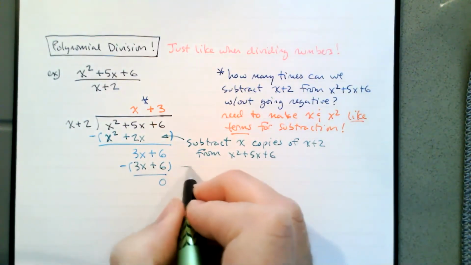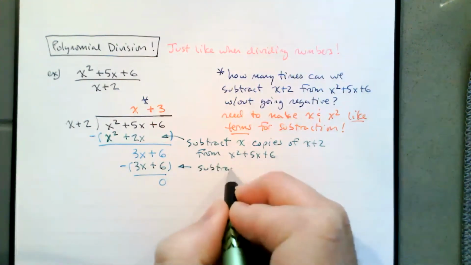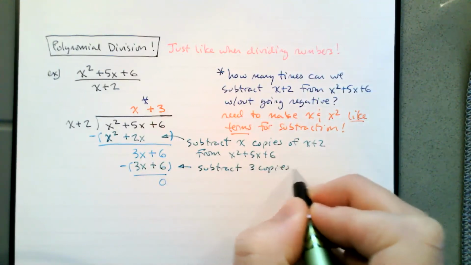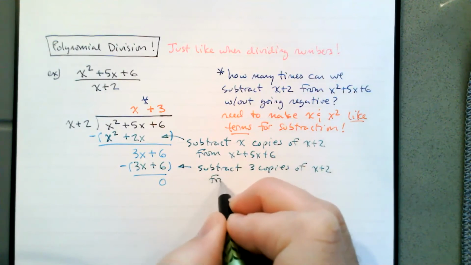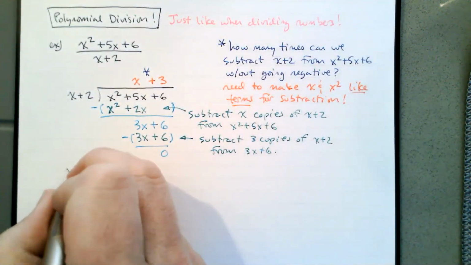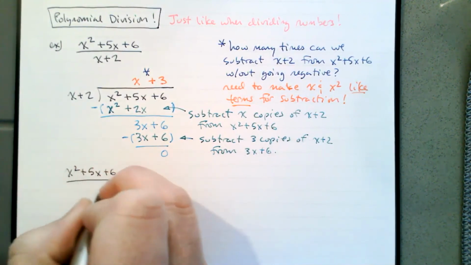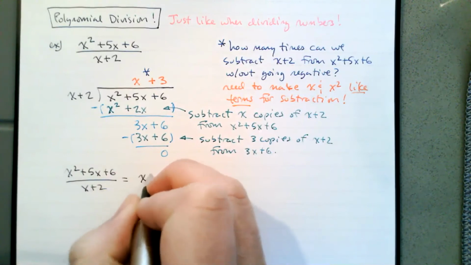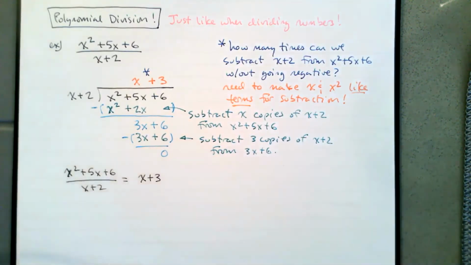So this line here, the 3x plus 6, we are subtracting 3 copies of x plus 2 from the 3x plus 6. In this case, we ended up with no remainder, and that means x squared plus 5x plus 6 over x plus 2 is equal to x plus 3 with no remainder. We're making a statement about division. x squared plus 5x plus 6 divided by x plus 2 is equal to x plus 3.